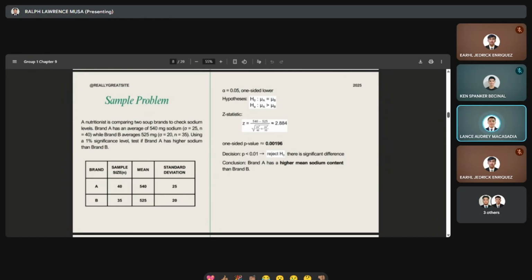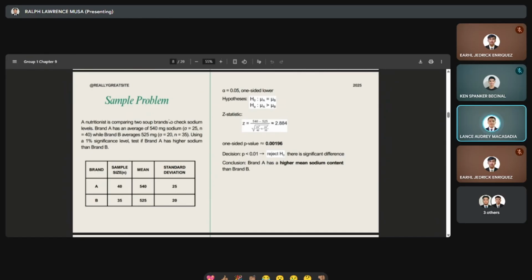So the next problem is all about a nutritionist who wanted to check which soup brand has higher sodium content. Brand A has an average sodium level of 540 milligrams, while brand B has 525 milligrams. Here we are testing this using a 1% level of significance. So we set the hypothesis. For the null hypothesis, both brands have the same mean sodium content, while for the alternative hypothesis, brand A has higher sodium content than brand B.